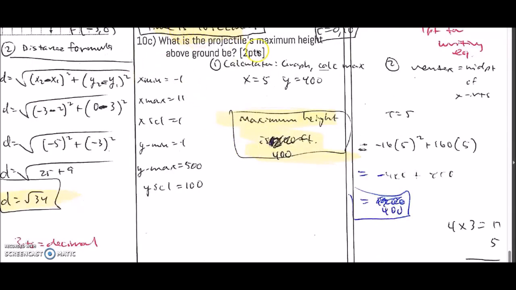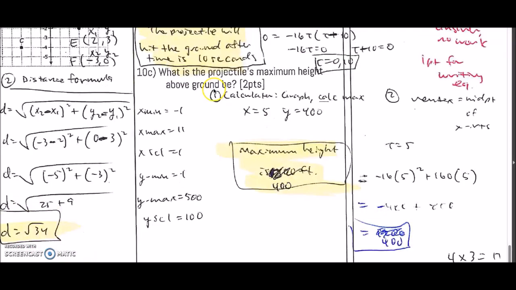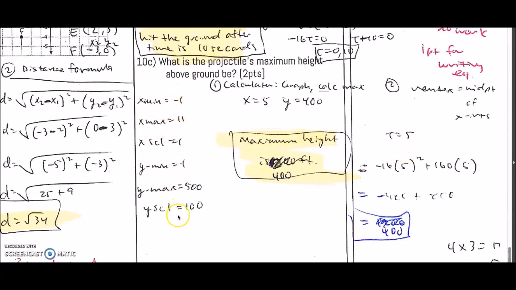10c, what is the projectile's maximum height above ground? You could have just graphed it, and then used second calculate to find your maximum. You already knew that the maximum height is 400, and you could have shown me at x equals 5. Here's the window that I used. If you put in t equals 5, you could have found it to be 400.